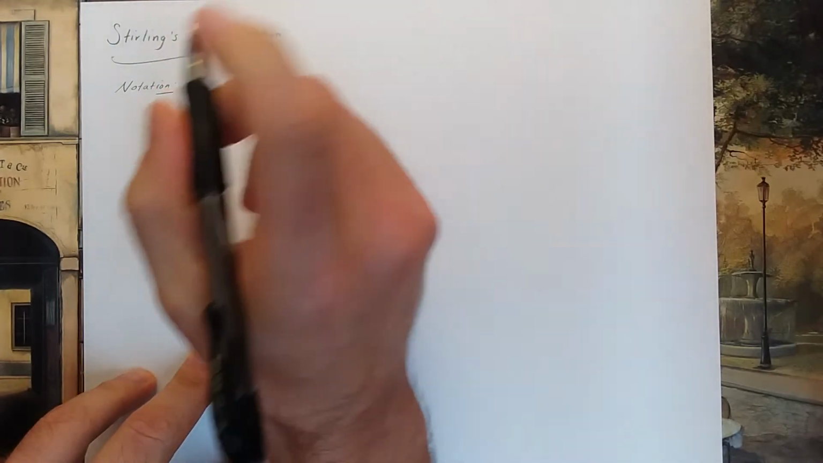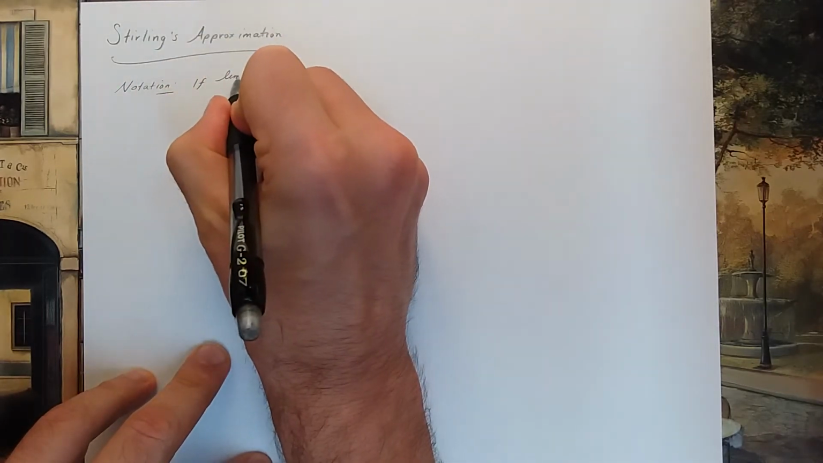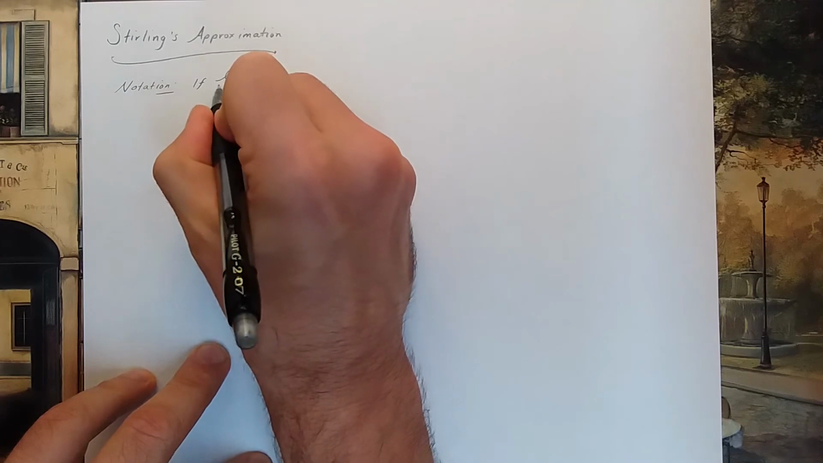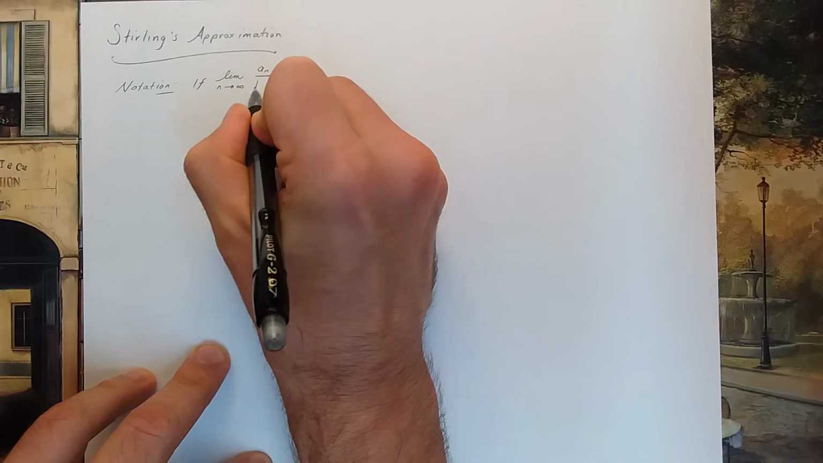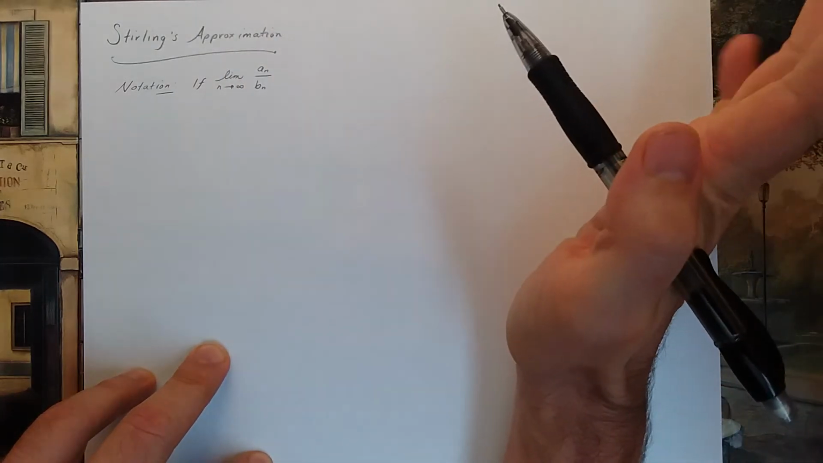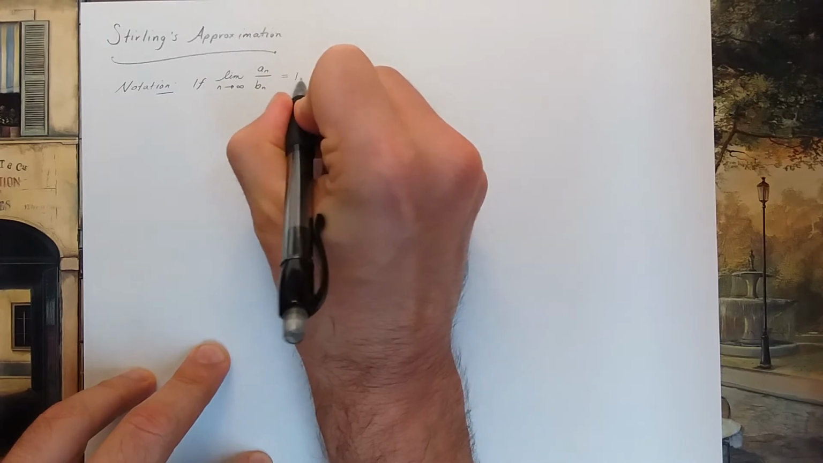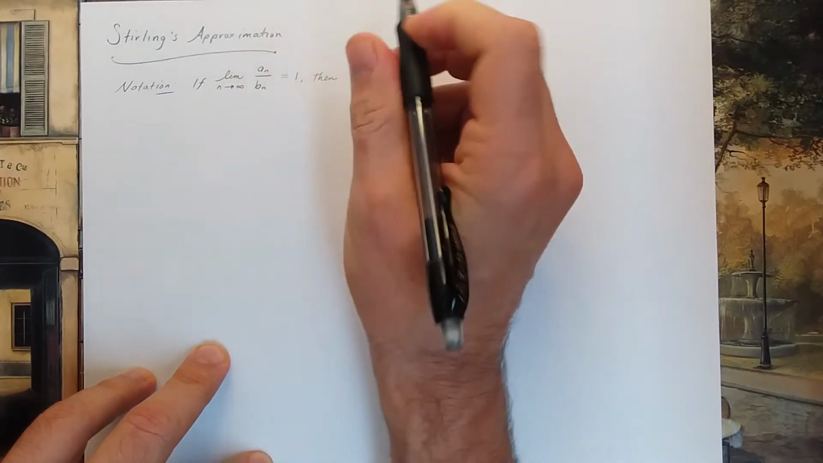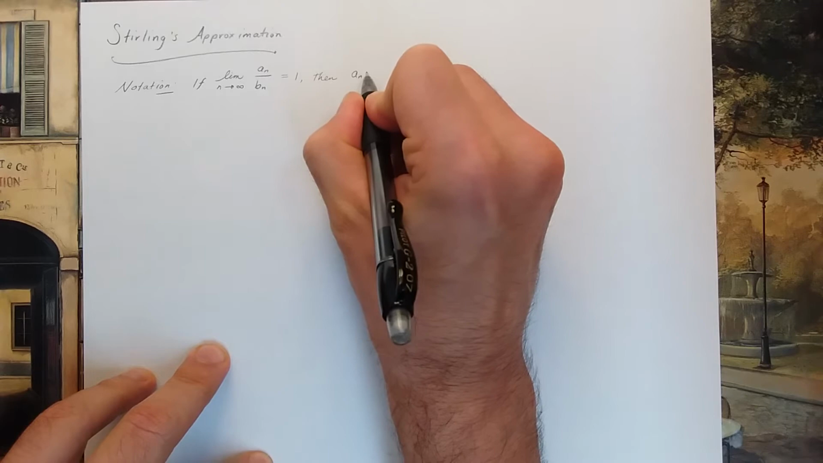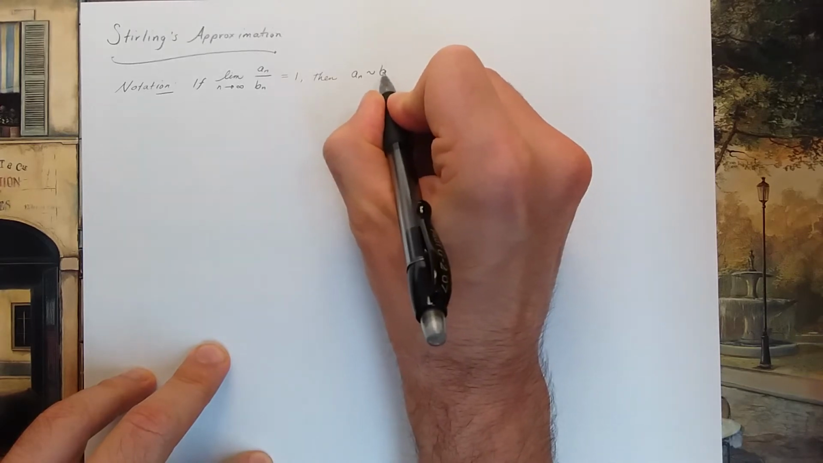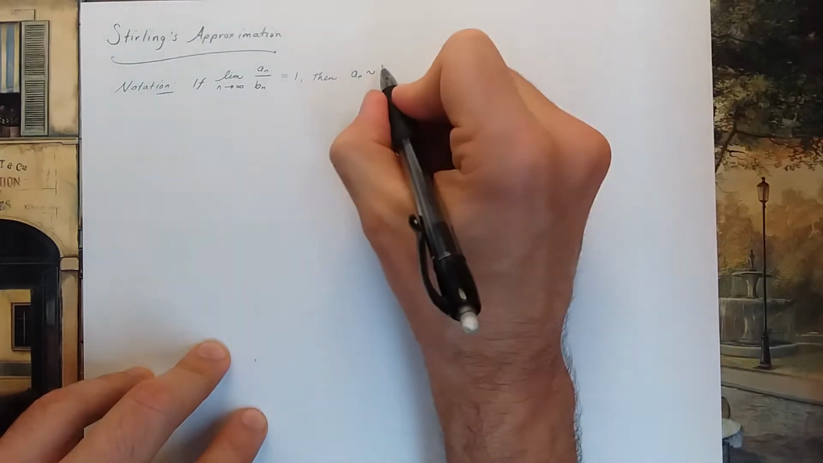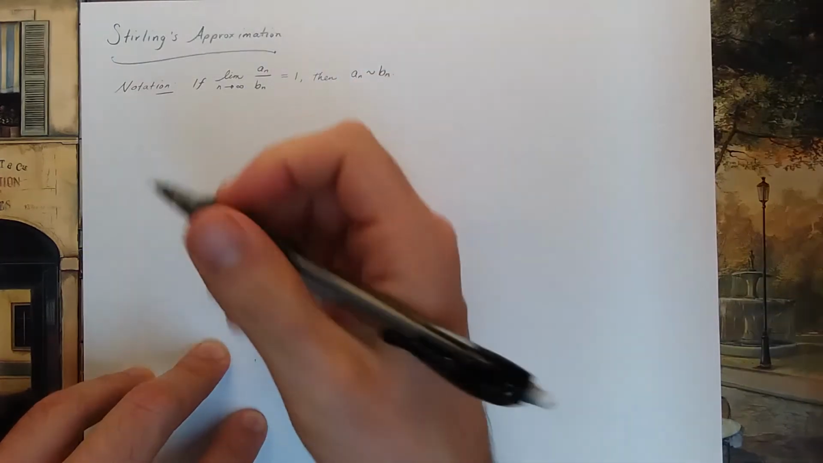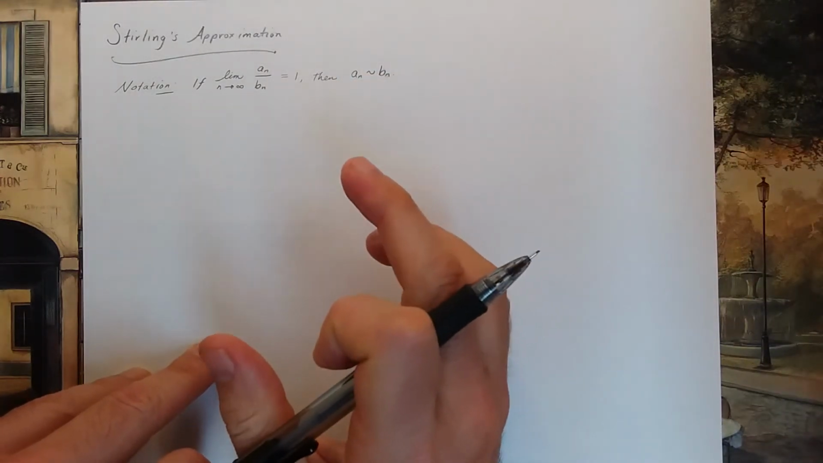If you have two real-valued sequences, an and bn, and the limit as n goes to infinity of the ratio an over bn is equal to 1, then what we write is an is asymptotic to bn, and we denote that with this squiggly line. So an is asymptotic to bn.